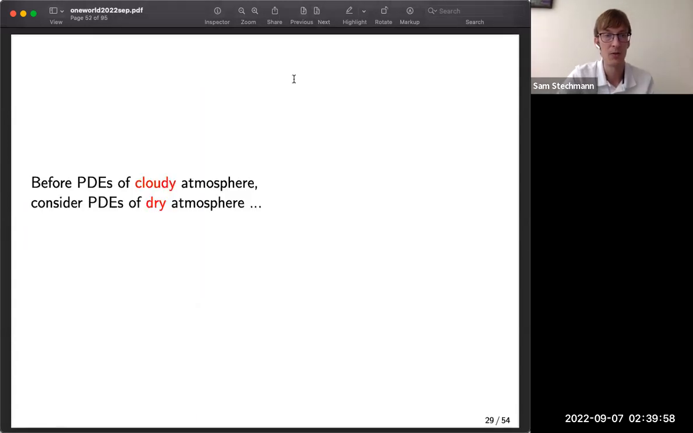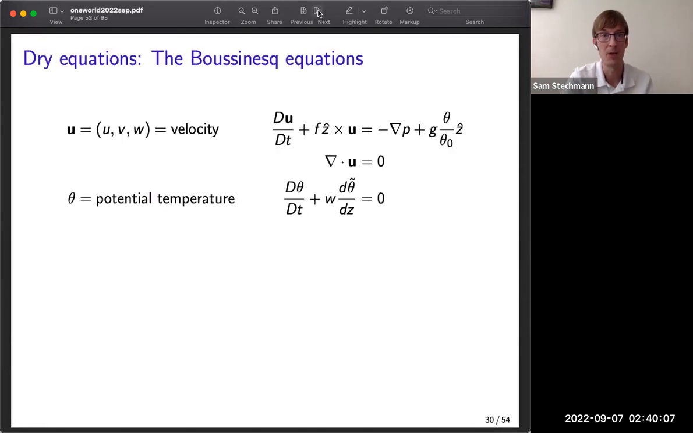Okay, and so before getting into the cloudy case, I want to review the dry case briefly because I think it'll make the cloudy presentation much easier and faster. In the dry case, and again, I'll present this for the Boussinesq case since it's the easiest case to think about, I have my momentum equations. I put rotation in here.